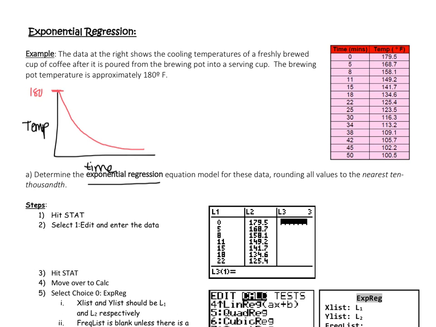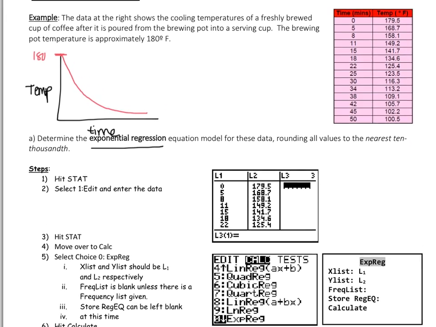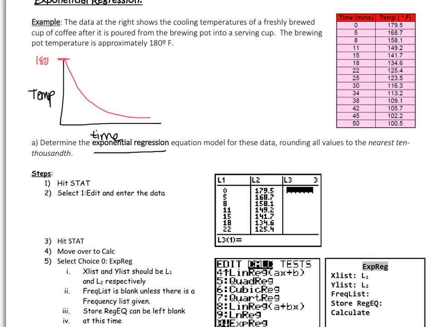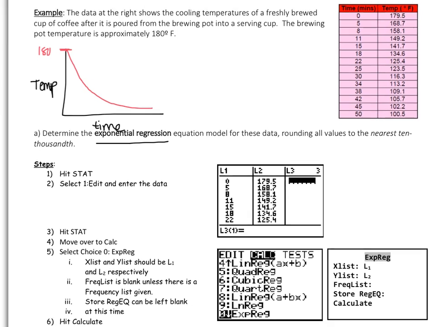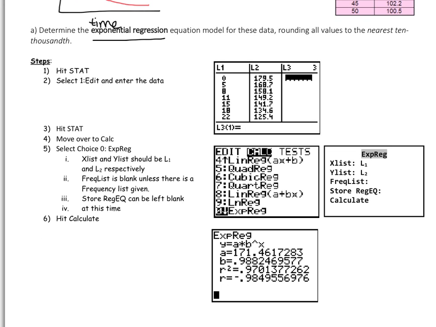And the way that we can do that is use the calculator. So I'd like everybody to please follow along these steps. Take out your calculator and do it with me. So you want to hit Stat, hit Choice 1, and enter the data into List 1 and List 2. Resume the video, pause it once you've done that. Okay, then you want to hit Stat. You want to move over to Calc, and you want to select 0 for exponential regression. So after you do that, this should appear in your calculator.